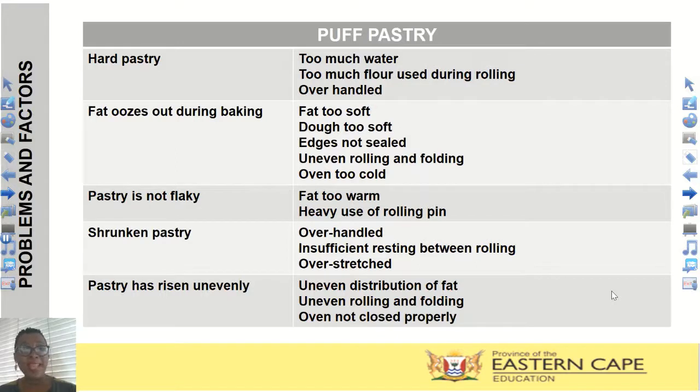The pastry is not flaky. The fat was too warm, or you used your rolling pin too heavily. Remember, we said that you need to use your rolling pin very lightly. The pastry is also shrunken. You've overhandled it, you have not given it enough time between rolling and folding, and also you've overstretched it.